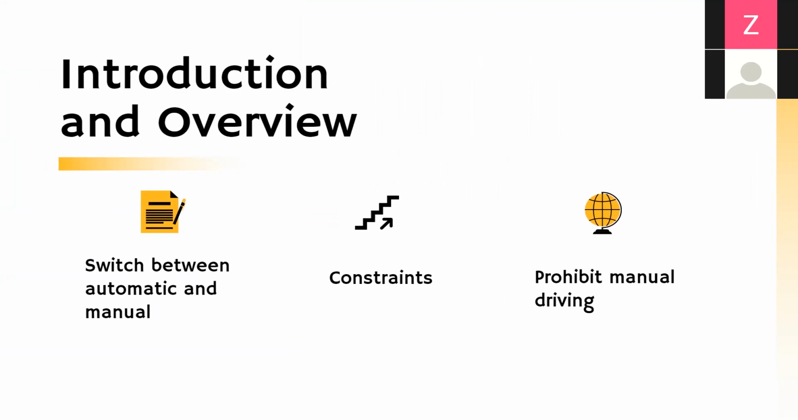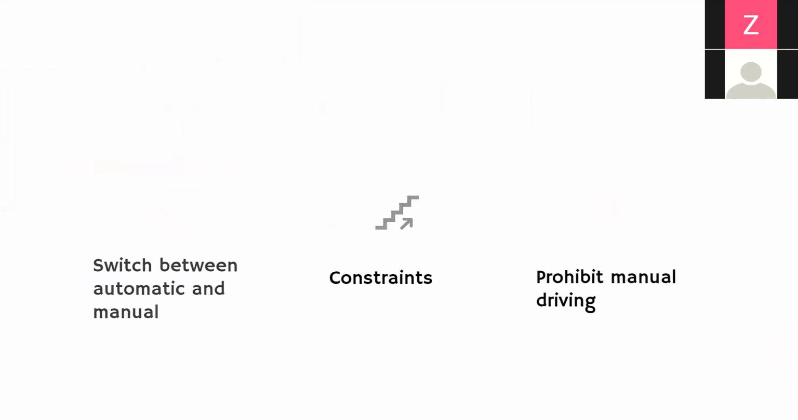These constraints operate independently but share information. Once it's detected that the driver doesn't satisfy any of the constraints, the system will switch to automatic and prohibit manual driving mode and make an emergency course if necessary.